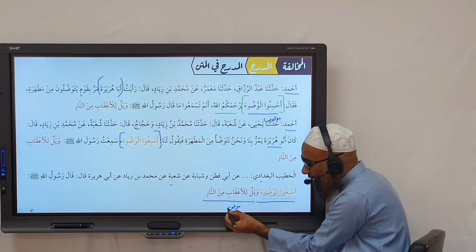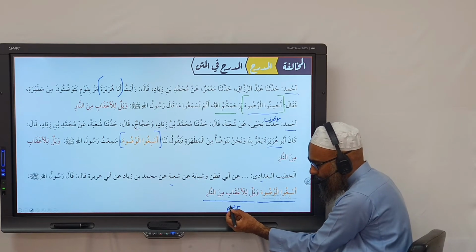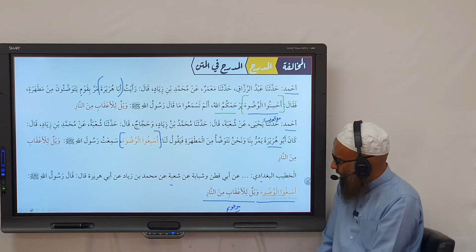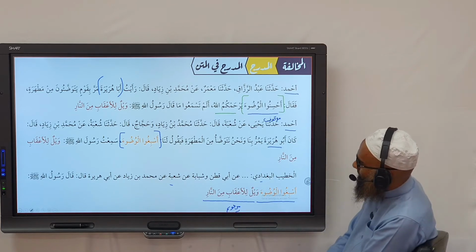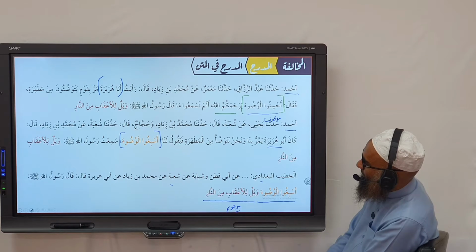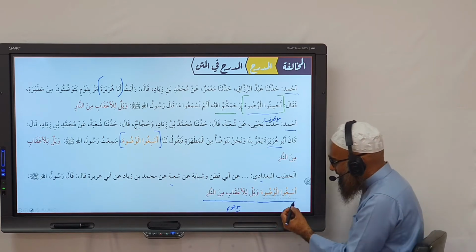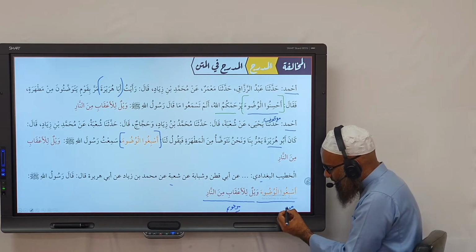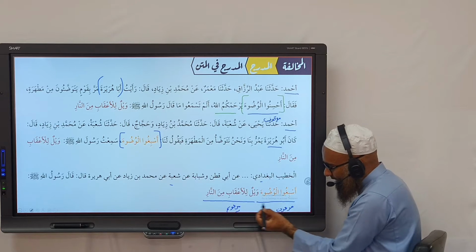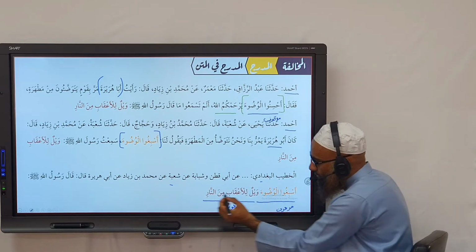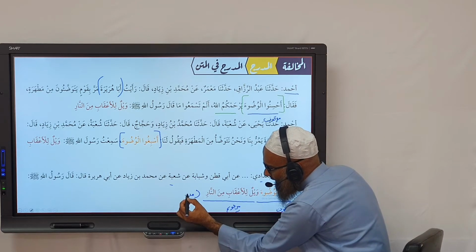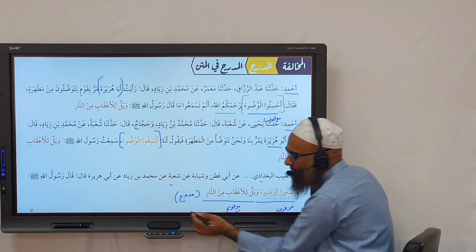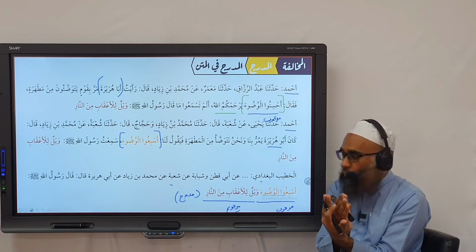That is marfu' because all the narrations have this as marfu', isn't it? Yes? But "asbighul wudu'a", yeah, it seems that this is mawquf and is added together. So this is now called mudraj. What has he done now? He's added a mawquf statement into the marfu'.